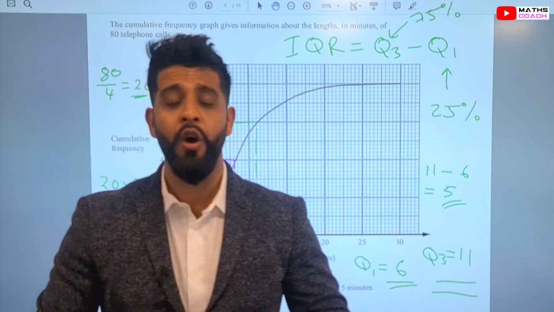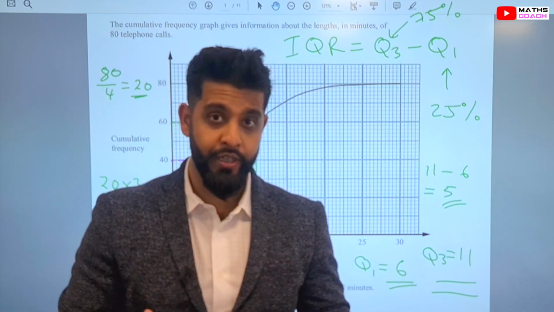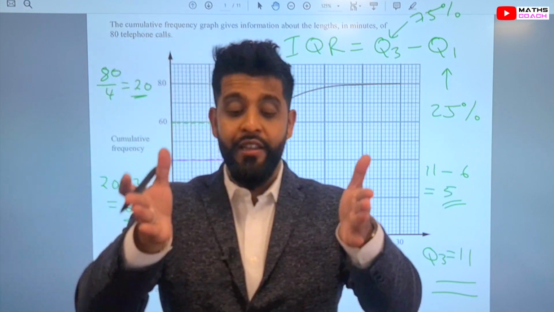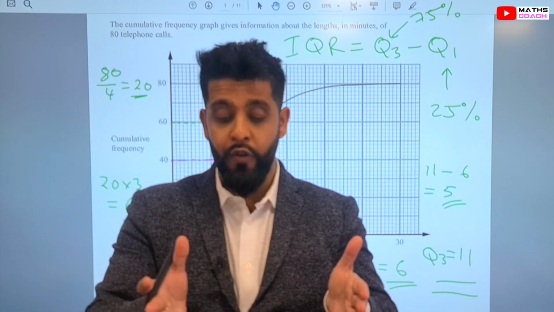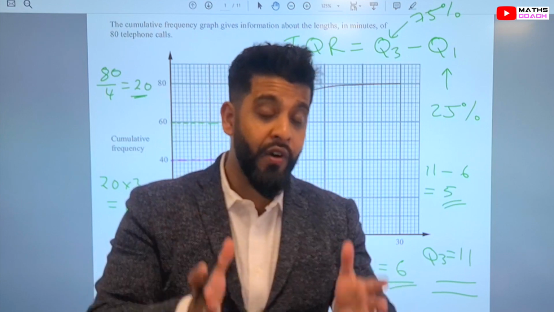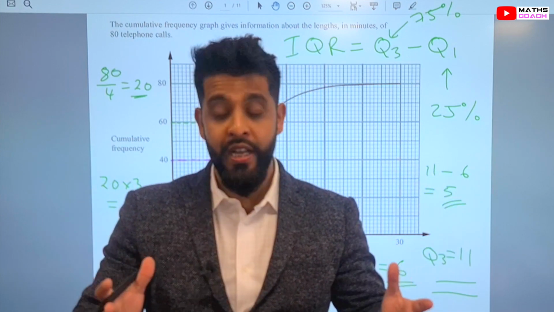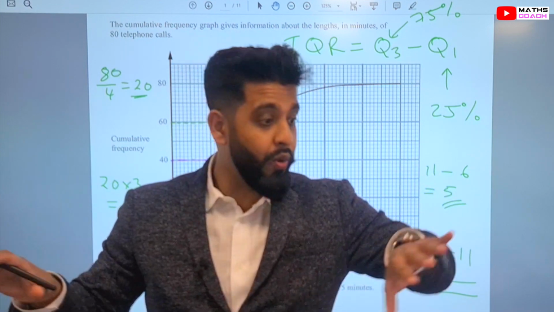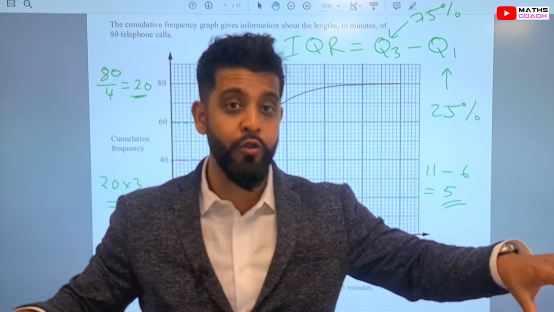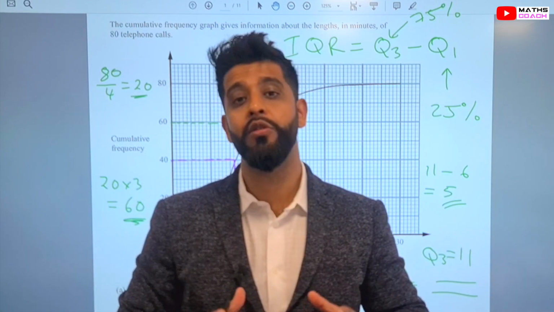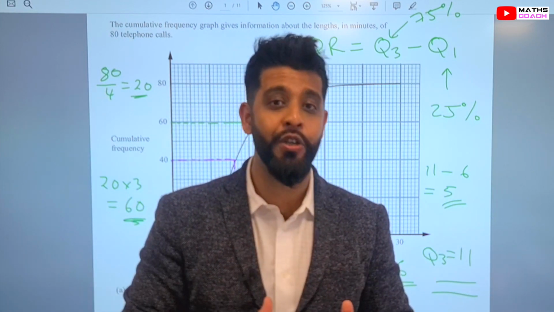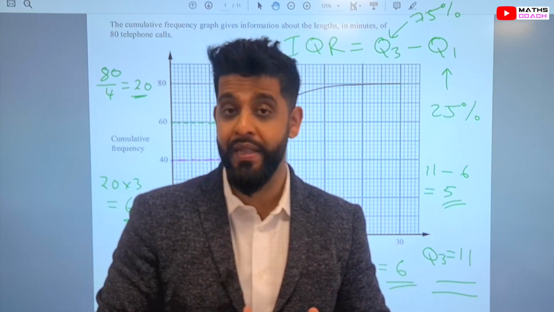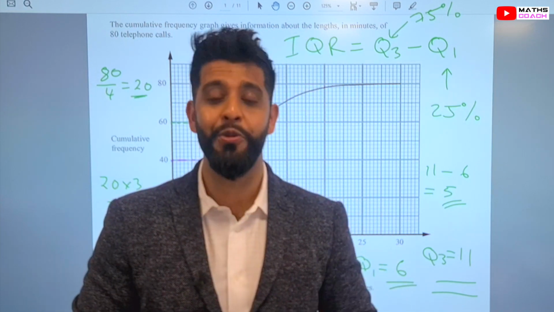Now you may be wondering, what is an interquartile range? Well, the interquartile range is looking at the middle 50% of your data values. And the advantage of that over the range is that it does away with the outliers, the extreme values that may affect your data. So it's a much more accurate representation of the data. However, I will explain this in more detail in the lesson that I do on box plots.